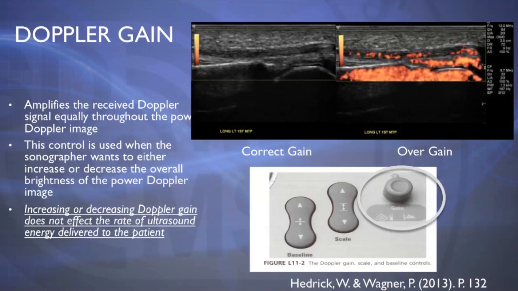We can also utilize Doppler gain. This is also amplifying the received Doppler signal equally throughout the power Doppler image. So you can see that the image on the upper middle is the appropriate gain setting. And if we overgained, we can make it look as though the tendon has hyperemia, which would be a false positive. So you want to make sure that your overall Doppler gain is set appropriately.